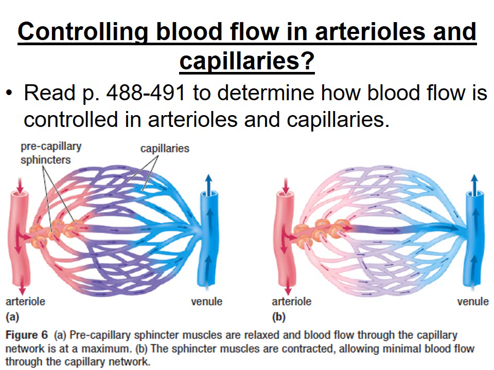So I do want you to go over how blood flow is controlled in arterioles and capillaries. You can see this famous word that we've seen before, the sphincter. There are actually some muscles in there that help to control it. So do go over this reading to see how blood flow can be controlled. Do know what these parts are over here, and understand how they're controlling blood flow in these smaller types of vessels.